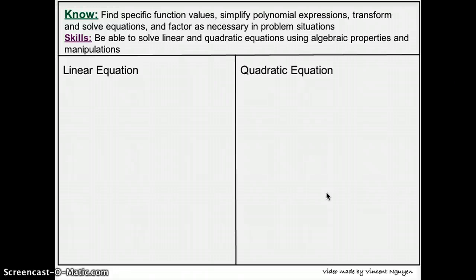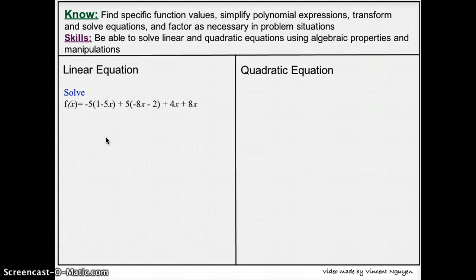Today I am going to show you how to use everything you know about algebraic properties, such as combining like terms and using the distributive property, to manipulate your equation so that you'll be able to solve it. Okay, so we're going to use both linear equations and quadratic equations to show you how to do this. So the first thing we're going to look at is linear equations.